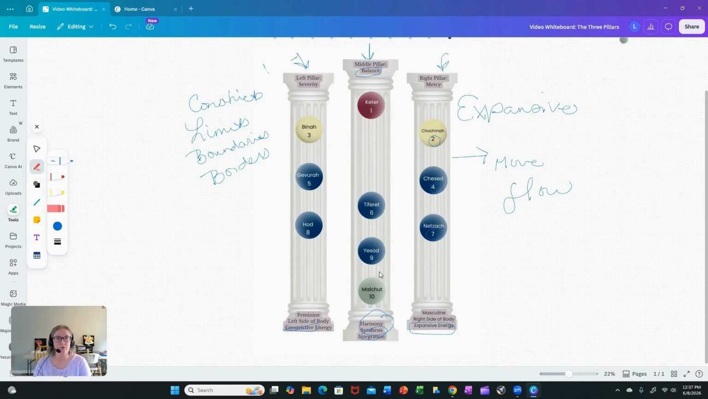Okay. So now you know how to find the 3 pillars. You know how to place the cards on the 3 pillars. And now you know some keywords for each pillar. That's all you need to know. This is all you need to know about the 3 pillars in order to bring Kabbalah into your tarot readings. Let me show you how.